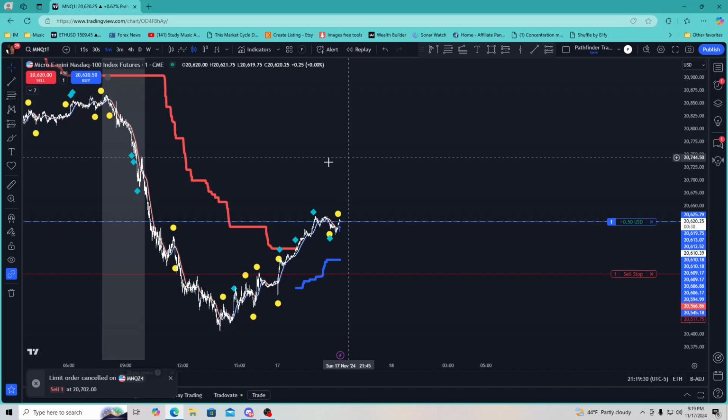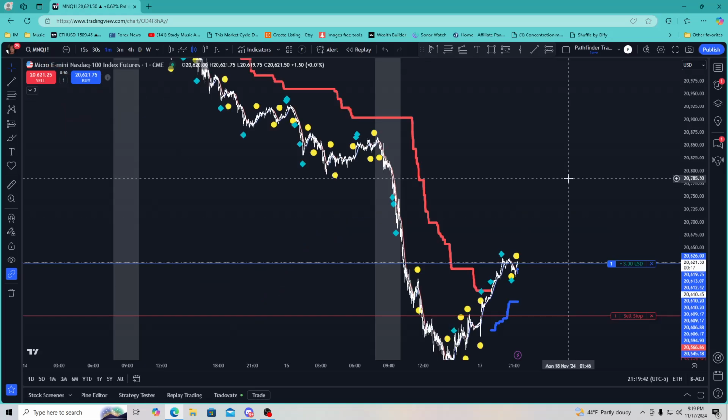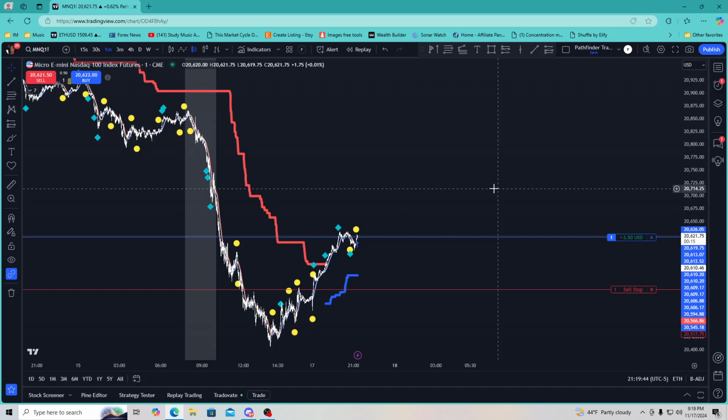I do use stops all the time. If you're in a buy, use a sell stop. If you're in a sell, you use a buy stop. So we're just going to let that run for funsies and have that in for a potential pullback up to this level right here.